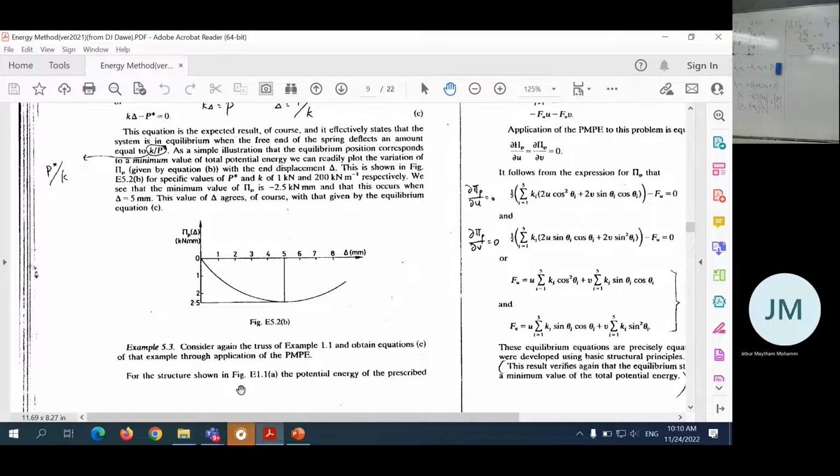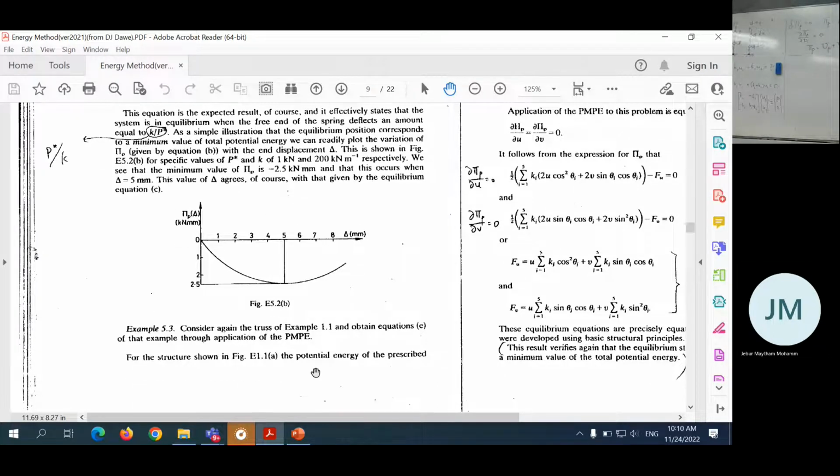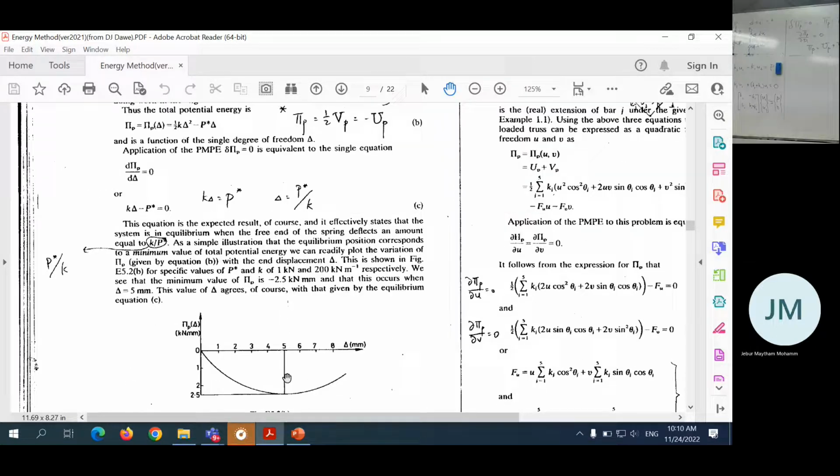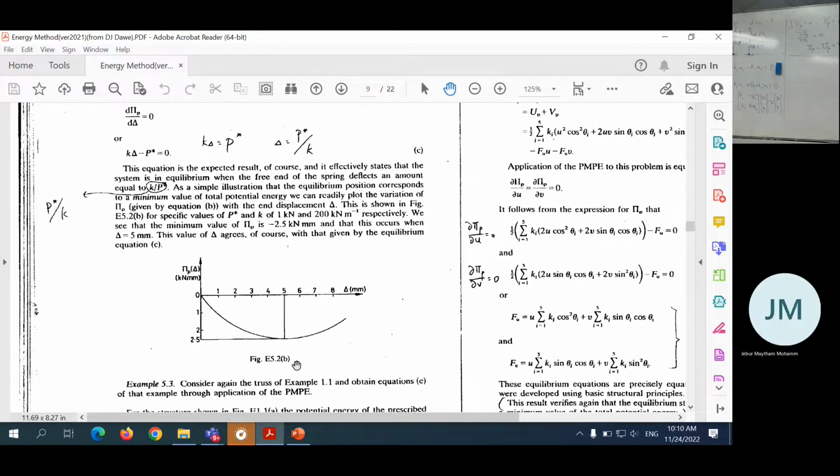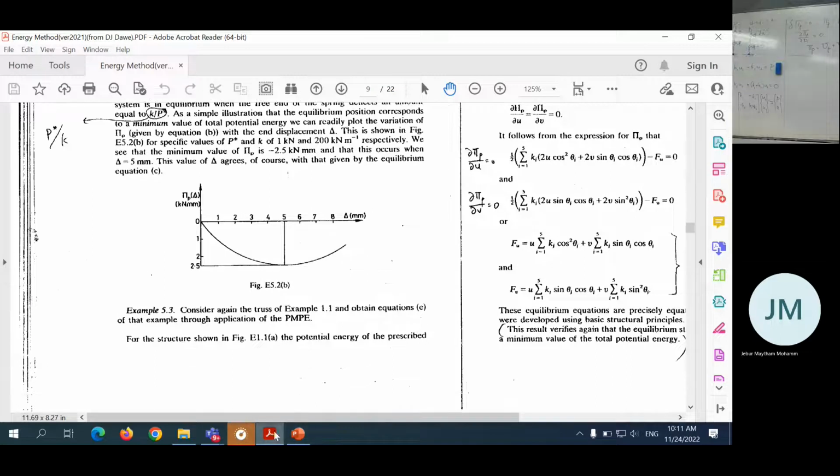Please go through that example in these notes. Now let me go back.